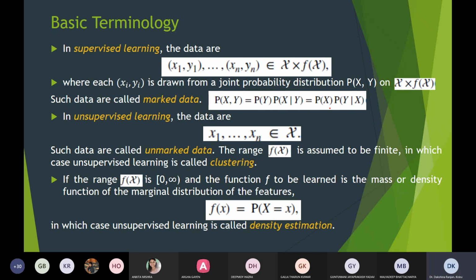Now, we can consider another case in which we can draw the feature vector x from the marginal probability p_X on x, and the corresponding y can be drawn from the conditional probability p of y given x on f(x). In both cases we can determine the discriminant classification function, but the latter case we can use for regression. So this would be appropriate for regression if we consider this case.